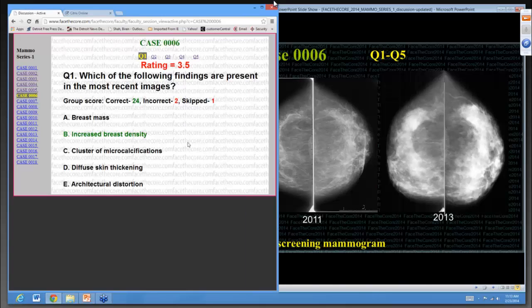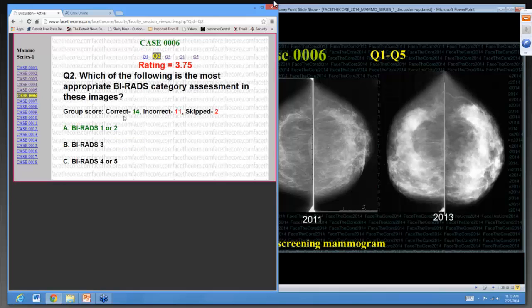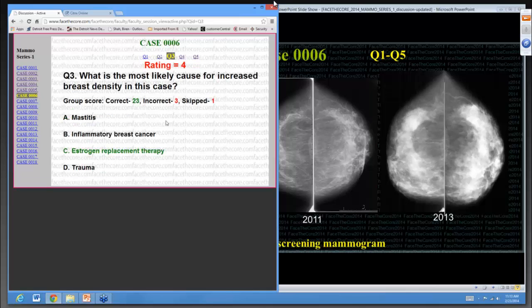And so they're asking us which of the following findings are present in the most recent images, and that is increased breast density. The majority of you got that right. Which of the following is the most appropriate BI-RADS category assessment in these images? It's either a 1 or a 2. Just based on these images, I don't see anything suspicious that warrants any further imaging. What is the most likely cause of increased breast density? The majority of you got this right, estrogen replacement therapy.